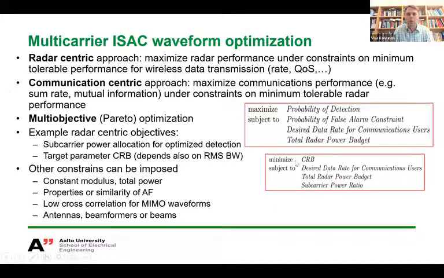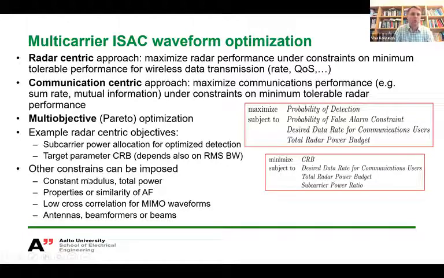In a target parameter estimation problem, you would minimize the Cramer-Rao bound, and then again apply constraints on the desired data rate for the communication users, and you would have a total power budget for the radar. You might also want to apply a constraint on the subcarrier power ratio, so that you could spread the power a bit broader over the whole bandwidth and, as a result, get better RMS bandwidth and range resolution. So there are a variety of objectives for the radar and communications parts, and of course also a variety of constraints.